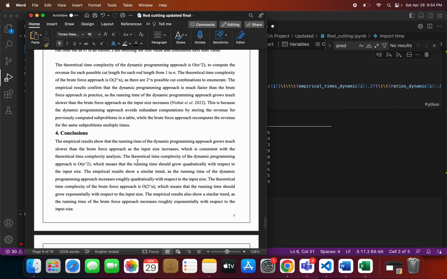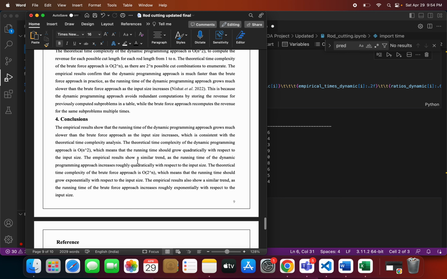So next, the conclusion. The empirical results show the running time of dynamic programming and also brute force. When compared to dynamic programming, the brute force approach is slower as the input size increases, which is consistent with the theoretical time complexity. The theoretical time complexity of dynamic programming is n square, and for brute force it is 2 power n.